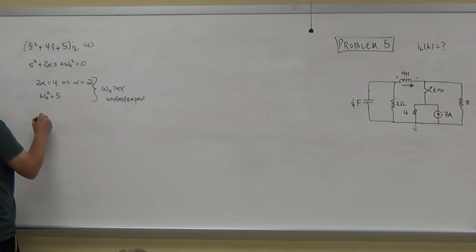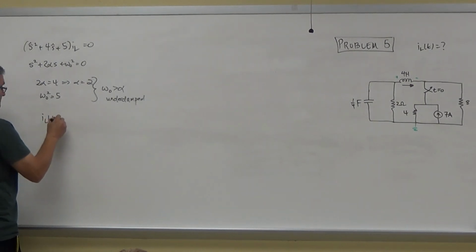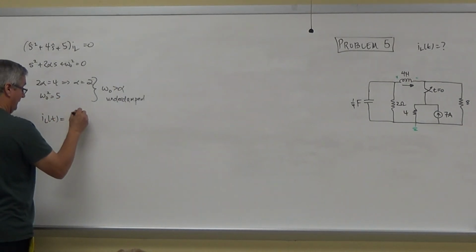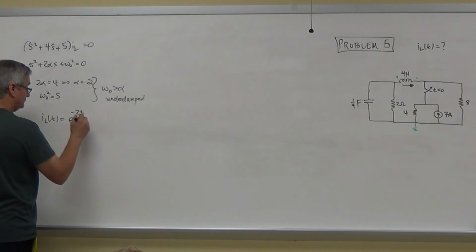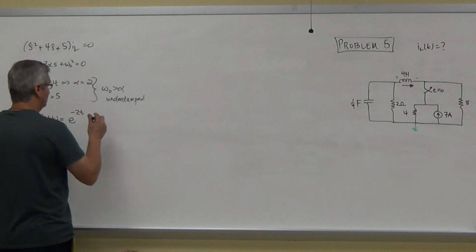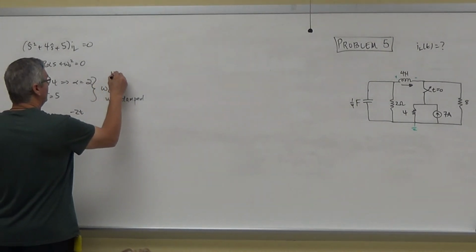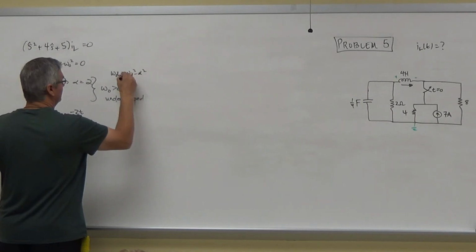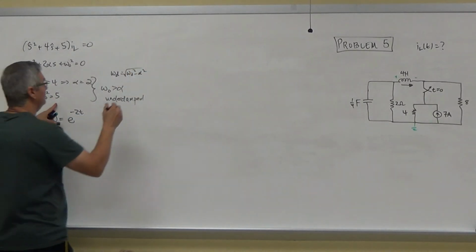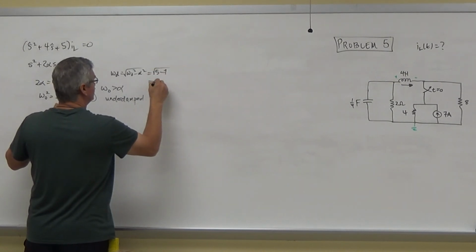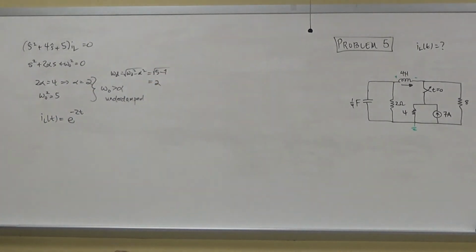So then that means that the solution to the inductor must be what? E to the minus alpha t. Alpha is 2, so I get minus 2t. I gotta calculate omega d first. So then, if I come over here, omega d is the square root of omega naught squared minus alpha squared. Oh, nice. So I get 5 minus 1, 2. Numbers are nice.